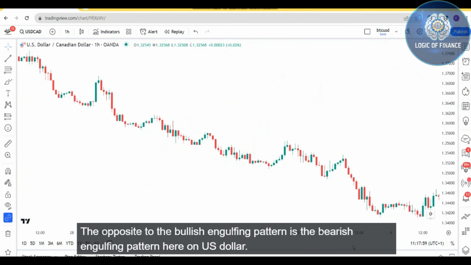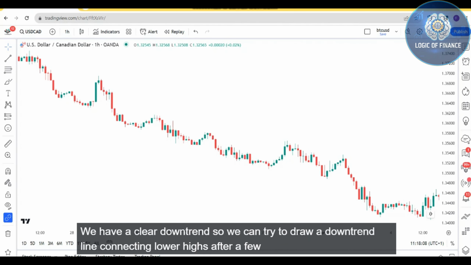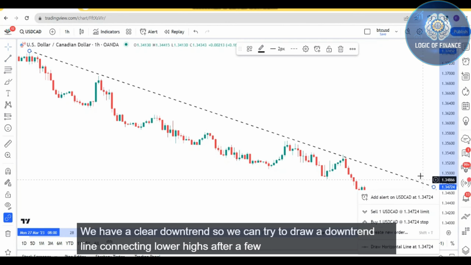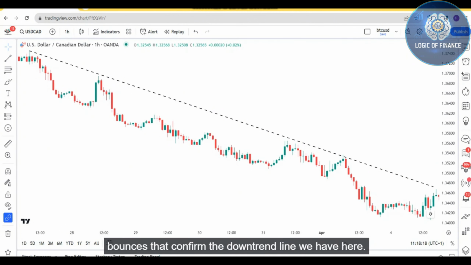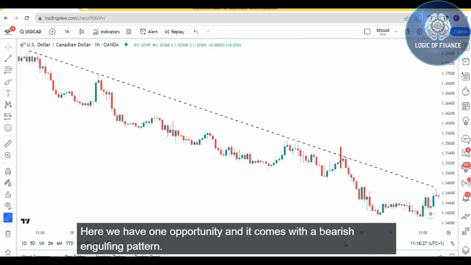The opposite to the bullish engulfing pattern is the bearish engulfing pattern. Here on US dollar, Canadian dollar 1 hour chart, we have a clear downtrend, so we can try to draw a downtrend line connecting lower highs. After a few bounces that confirm the downtrend line we have here, we want to try to catch an opportunity to open a short position on a rejection on the downtrend line. Here we have one opportunity and it comes with a bearish engulfing pattern.